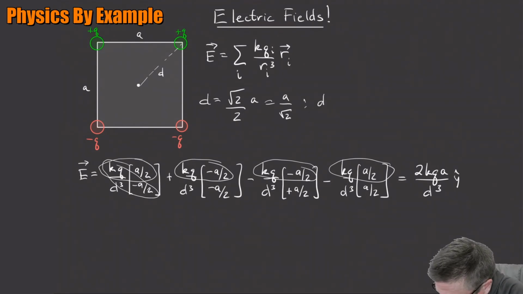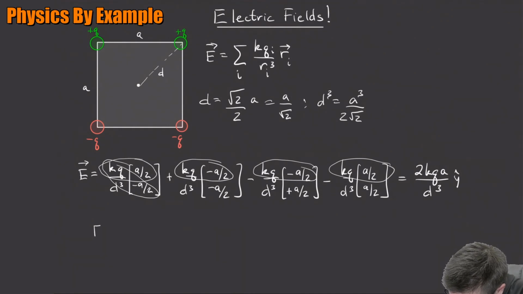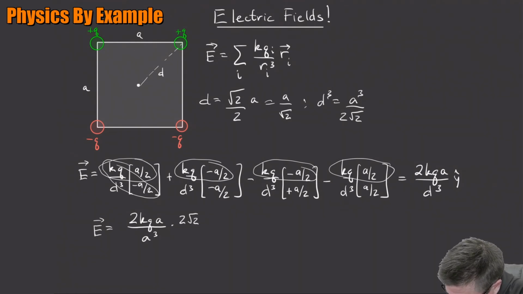So that means that d cubed is just going to be a cubed over square root of 2 cubed. What on earth is that? Well, if I square it, that gives me 2, and then another square root of 2. So that's 2 times the square root of 2. Okay, so the electric field at the center is 2kqa over a cubed, and then over 2 root 2, so another 2 times the square root of 2 comes up to the top in the y-hat direction. So I got 4 times the square root of 2, kq over a squared, y-hat.